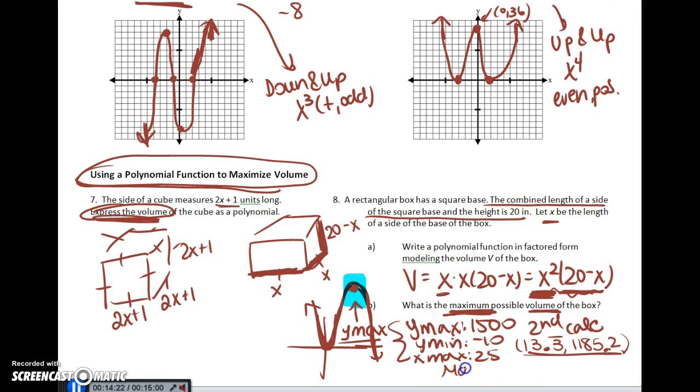So the max volume here is 1185.2, and this is in inches, so the volume would be 1185.2 inches cubed.